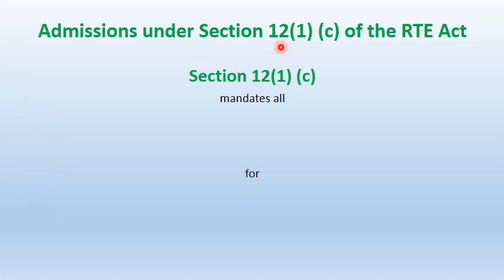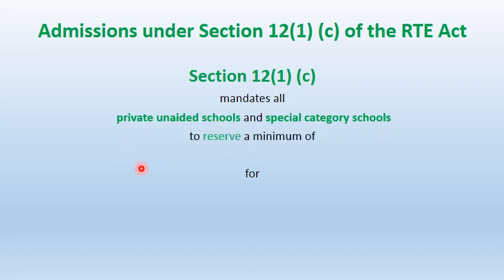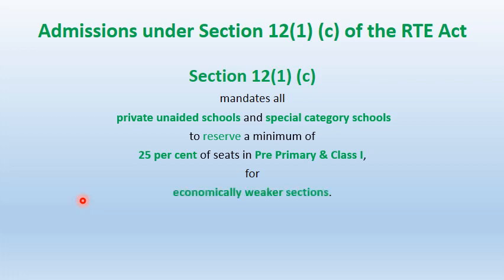Admissions under Section 12(1)(c) of the RTE Act. Section 12(1)(c) mandates all private unaided schools and special category schools to reserve a minimum of 25% of seats in pre-primary and class 1 for economically weaker sections.